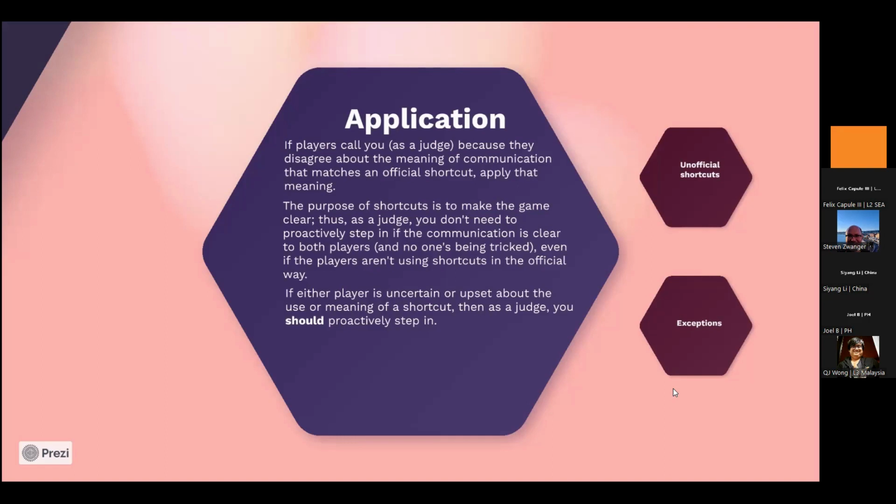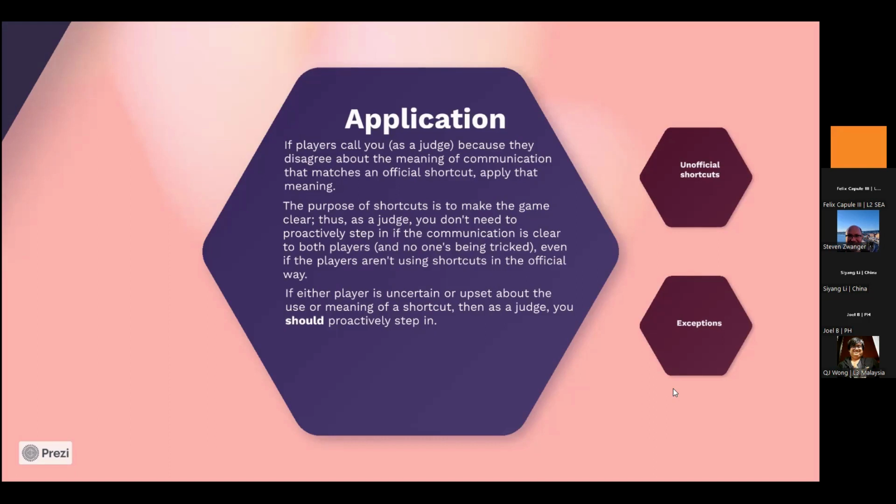The purpose of the shortcut policy is to make the game clear for both players. So what that means is if it's already clear, if the players are already communicating successfully and they both have the same interpretation of what their communication means, you don't need to do anything, even if it doesn't match the shortcut policy. So if one player says something that matches a shortcut and the other player understands what that means, and they both agree on that meaning, that's fine. That's the important thing. What we want is for players to be communicating clearly. We only need to step in if the players don't agree.